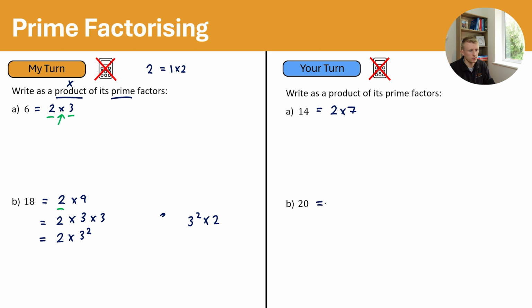20, there are different ways we could do this, but let's start with 2 multiplied by 10. And 2 is a prime number, so I can't go any further, but 10 is not, so I need to split that to 2 multiplied by 5. My next line would be 2 multiplied by 2 multiplied by 5. So I've just changed the 10 to 2 multiplied by 5. And 2 and 5 are prime numbers, so I can't go any further. I'll then simply write it in index form. 2 multiplied by 2 is 2 squared, multiplied by 5.